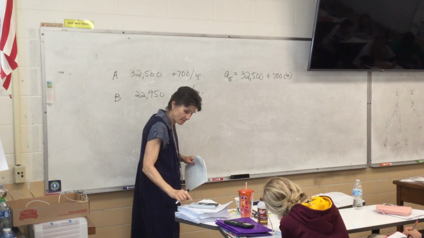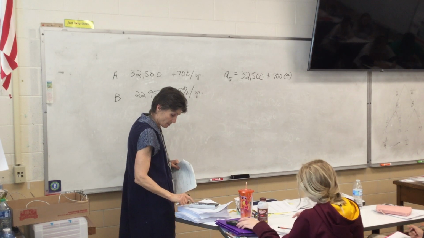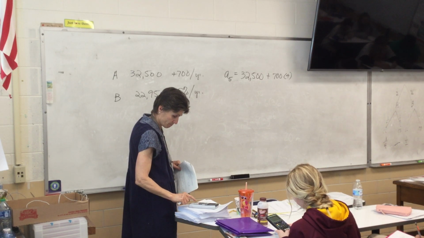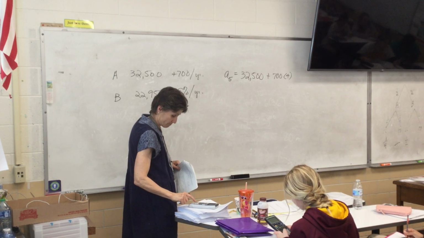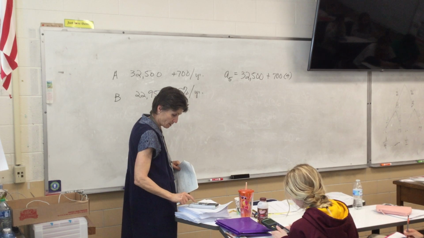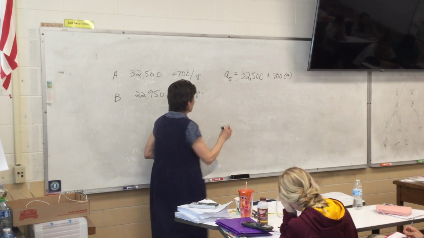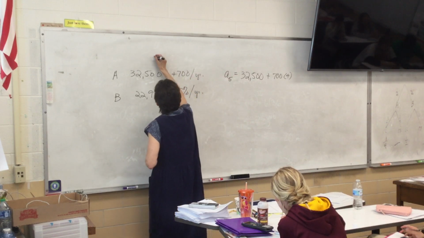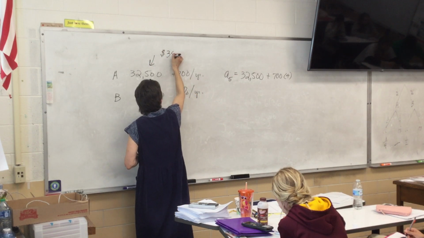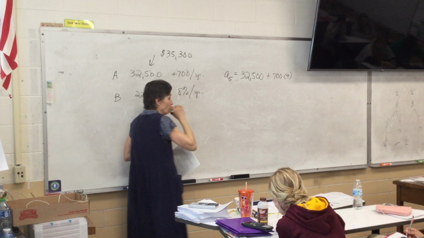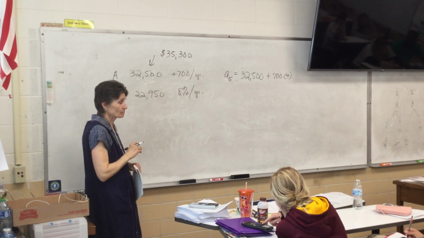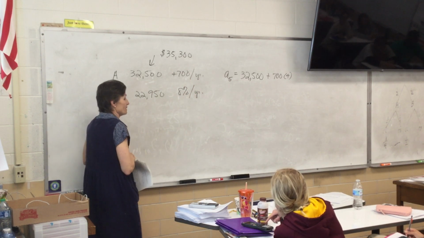All right, how much money does he make? $35,300. So with job A, he's going to make $35,300 in the 5th year. All right, let's talk about job B.